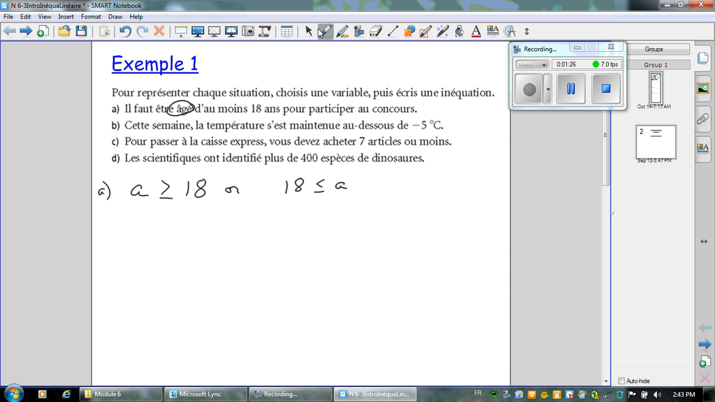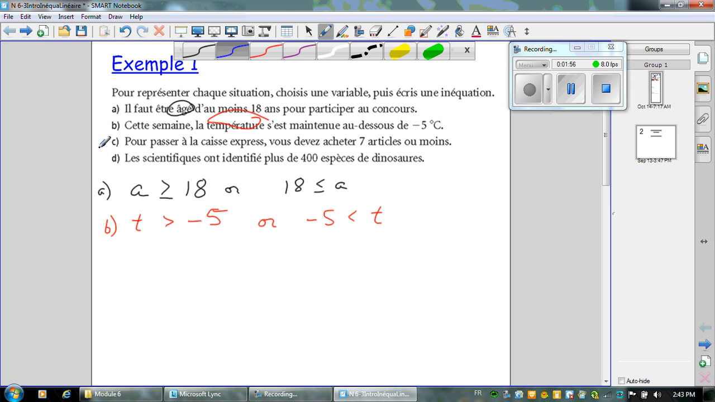Second one. This week, the temperature was above negative 5 degrees Celsius. So the temperature will use T as a variable, and it was always above, so it was greater than negative 5. You could have written it this way too: negative 5 was always smaller than the temperature.